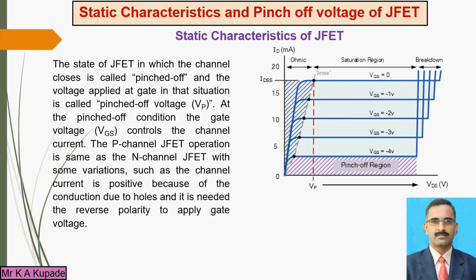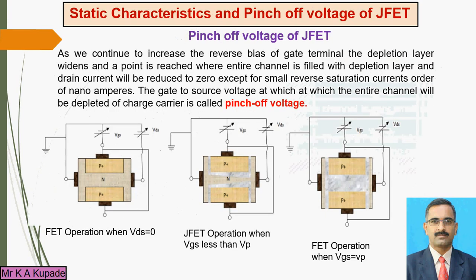Now we will discuss the pinch off voltage as the next point of the JFET. Here I have shown three stages, when VDS, the drain to source voltage, is equal to 0. When the JFET operates, you apply a small gate source voltage, and then the pinch off voltage occurs, as shown here.